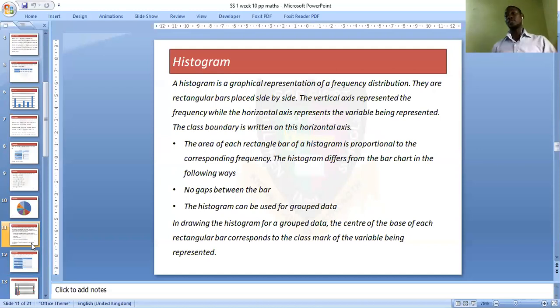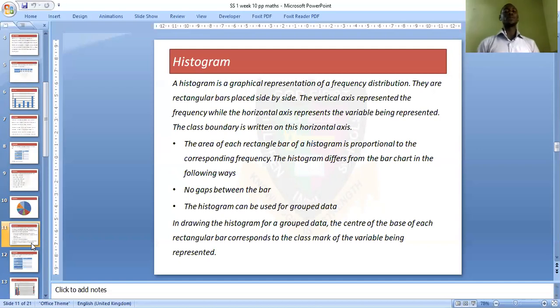The variables are what? For group data, they will represent the class mark, or the lower class, or it could be the boundaries. The area of each rectangular bar of the histogram is proportional. That is, the height of the bars depends on the frequency. Proportional to the frequency. The higher the frequency, the higher the height.